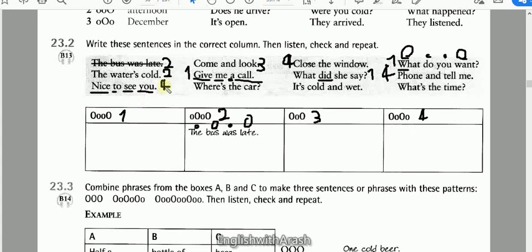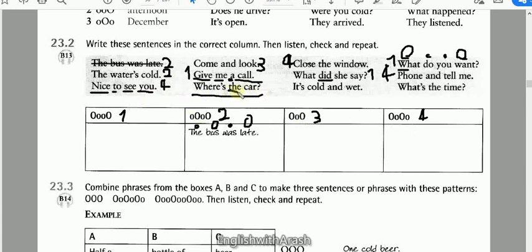98, 99. Good. So let's go to the next one. Where's the car? You can talk about three, because it's three syllables. Where's the car? There's no other choice. You have to use 3, because it's not 4 syllables. Where's the car?